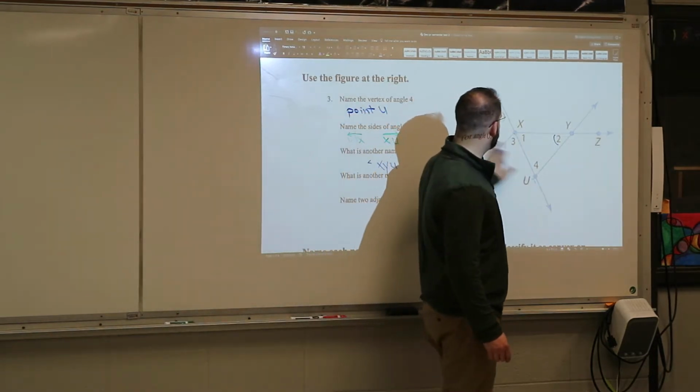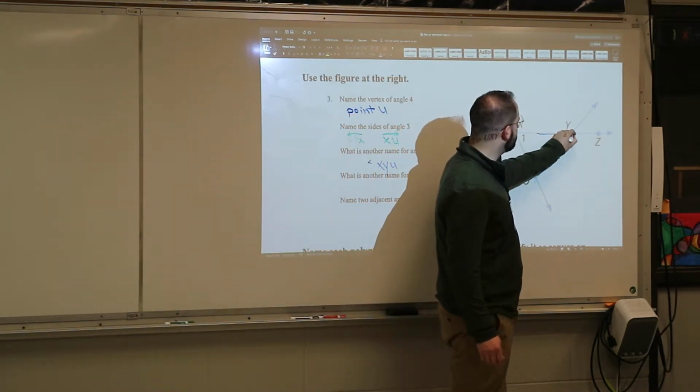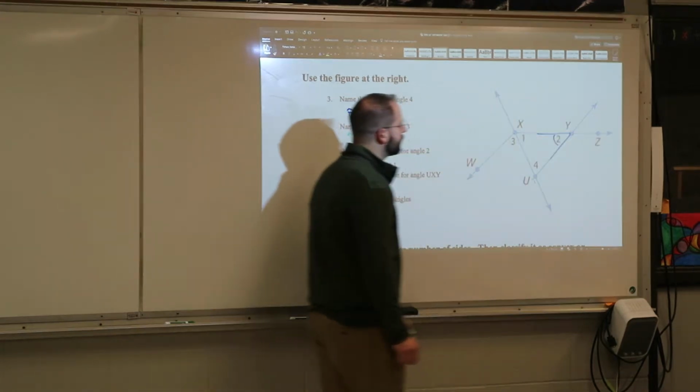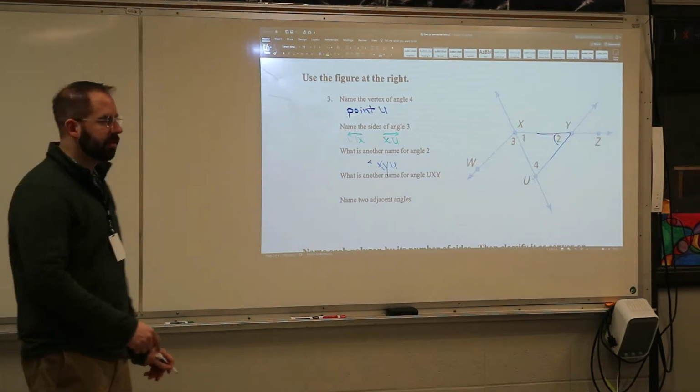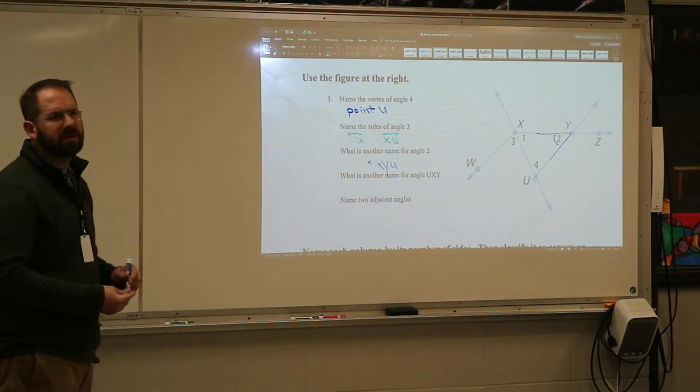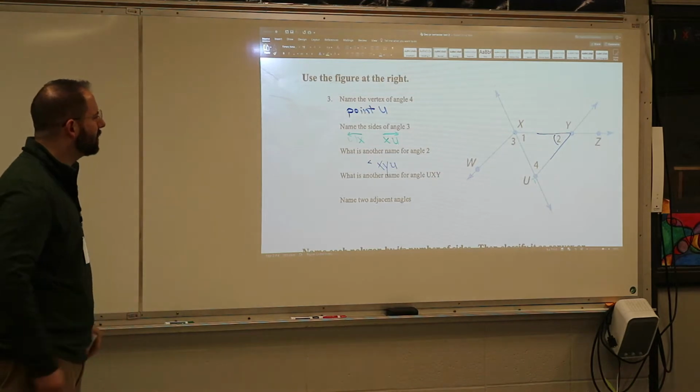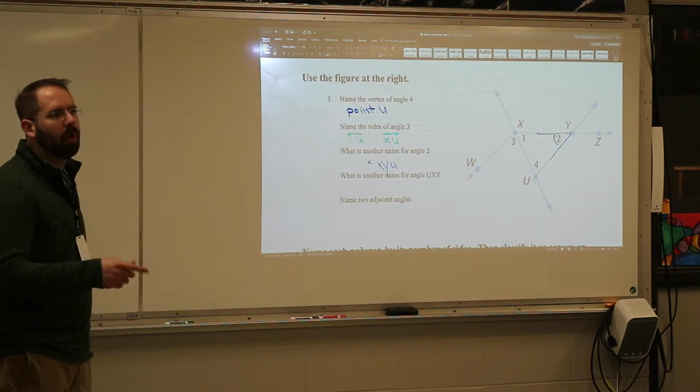Because if angle 2 is right here, you have to use the letter Y and you have to use those walls. I make angle number 2. So it's X to Y to U. You're using the letter system. Don't use numbers. I had somebody a couple of years ago tell me that angle 2 is angle 1, 2, 4.